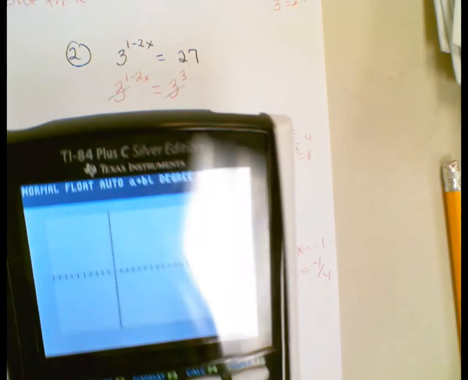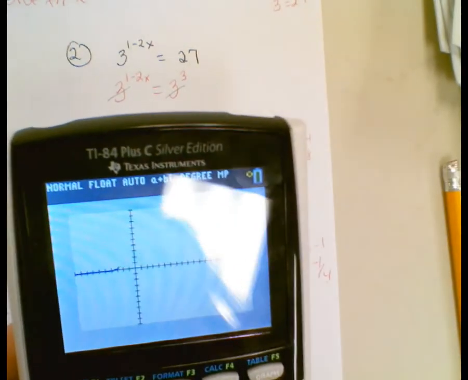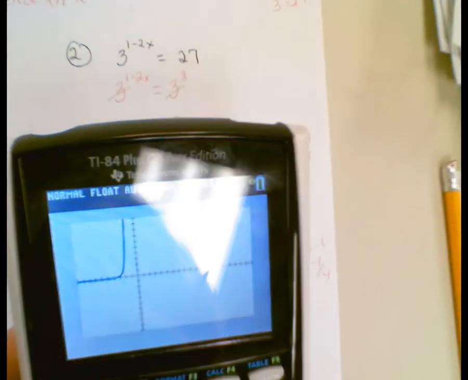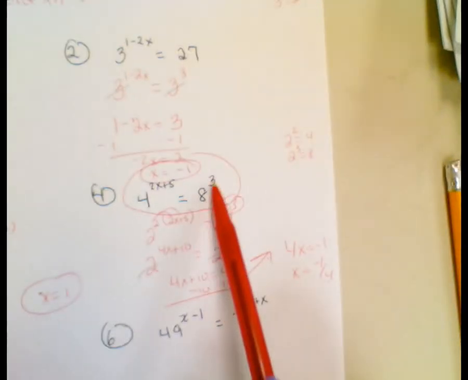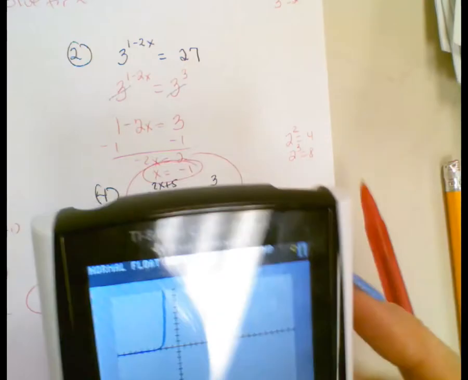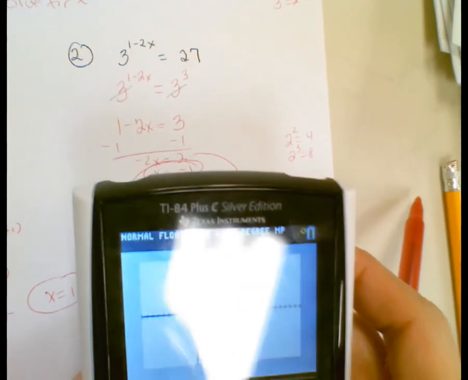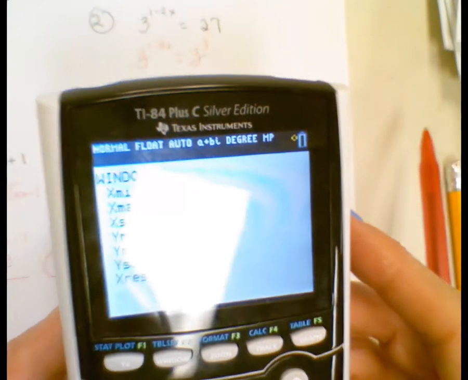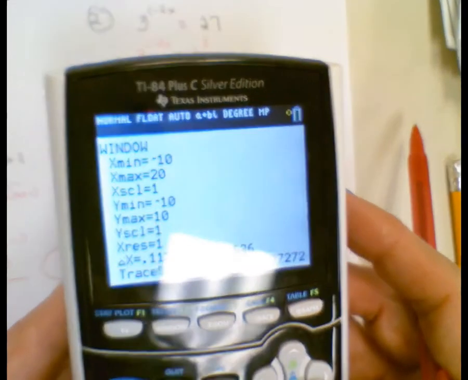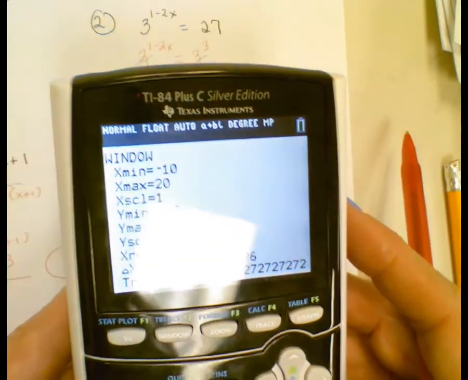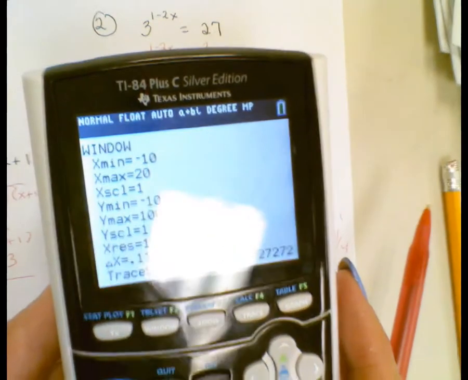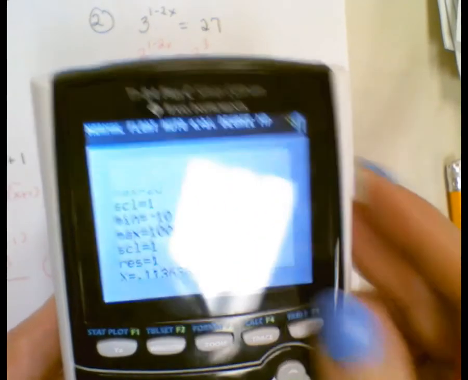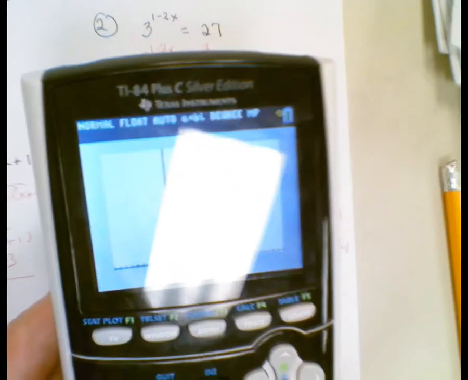And we're going to graph. That's the first one. And I'm not going to see the second one because it is 8 cubed. That's humongous. I'm not even sure what 8 cubed is. So I'm just going to go to Window, and I'm going to change my Y max. I'm just going to change it to 1,000. I don't know what 8 cubed is, but I'm pretty sure it's pretty big. So here's the first one.